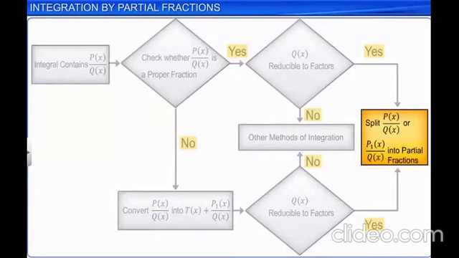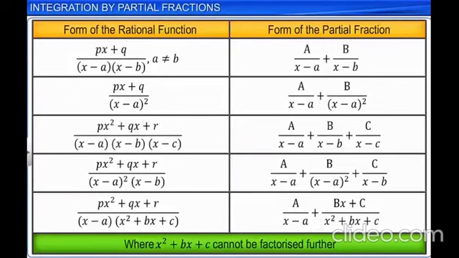Now, let's concentrate on how we split a proper fraction into partial fractions. The table lists some standard functions that we will encounter. Observe that each rational function in the table is split into partial fractions with constants like a, b, and c. Let's find the intuition behind the splitting.